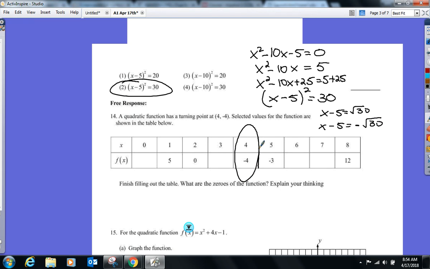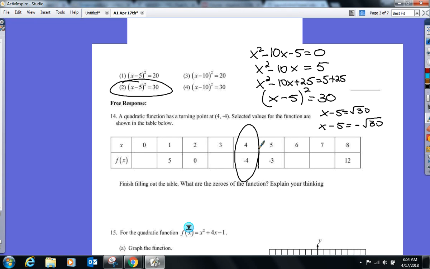There's the turning point. Can you fill in the rest of the table? Pretend it's your graphing calculator screen. What do you guys always remember about the y values? They're all symmetric, right? They all match up. So everyone ready? Let's go.